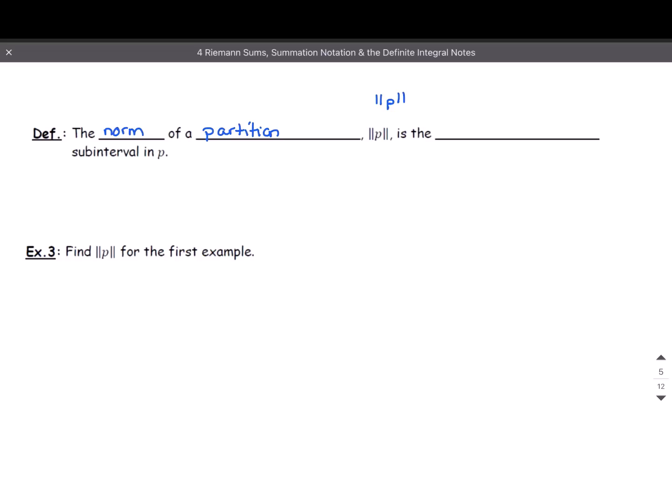So that's read the norm of the partition P. The norm of the partition P is the longest subinterval in P. It's the length of the longest subinterval. So, for instance, let's find the norm in the first example. So we want the norm of the partition.